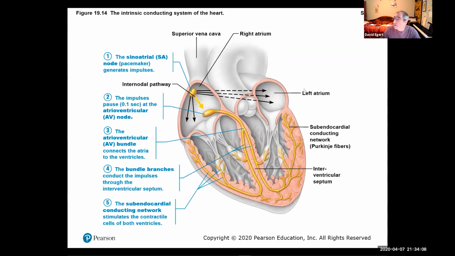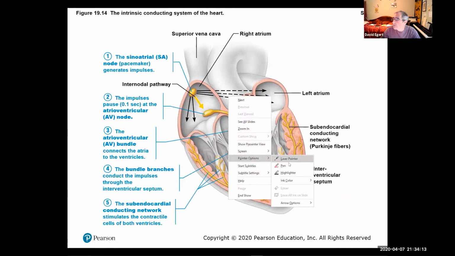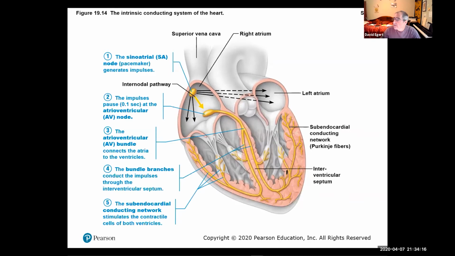So here you can see a nice little picture. Here's the SA node that's starting the whole thing. When it fires off, that's when the atria contract. Then there is this internodal pathway after about 0.1 to 0.2 seconds. It then fires off, and then we have, again, the bundle of His, the bundle branches, the Purkinje fibers that continue the signal.